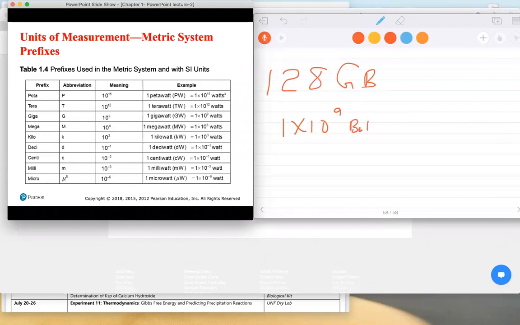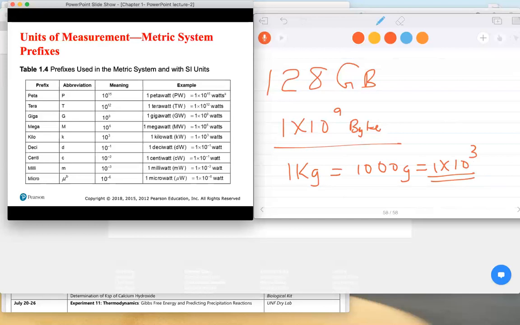So kilogram, when I say kg, 1 kg equals 1,000 gram. Remember, the base unit for mass, this is increasing by 1 times 10 raised to 3, what? The base unit.